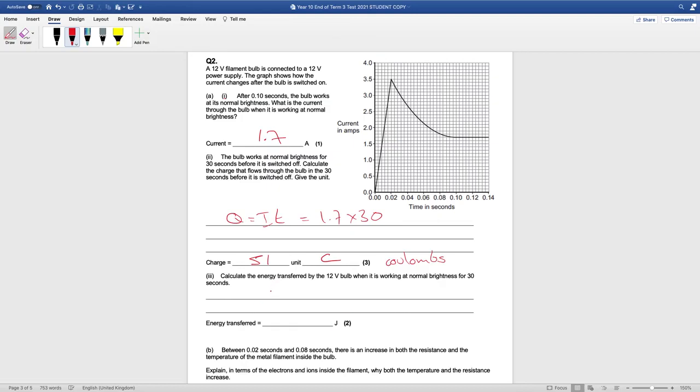Calculate the energy transferred by the 12-volt bulb when it's working at its normal brightness for 30 seconds. Well, your energy would be the charge times the potential difference. 51 coulombs passed in that 30 seconds, and 12 joules per coulomb of work was done. So 51 times 12 will give you 612. Now you need to know your equations because you're lost without them here. If you just look at that, 1 mark you could have had out of that if you didn't know your equations, but you knew your units.